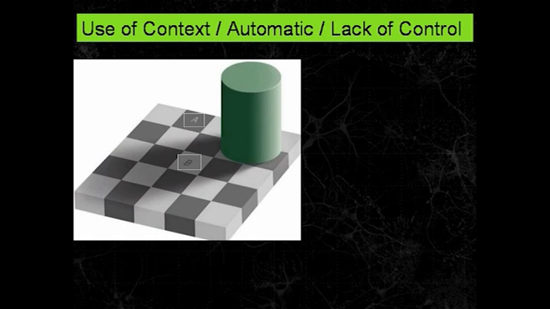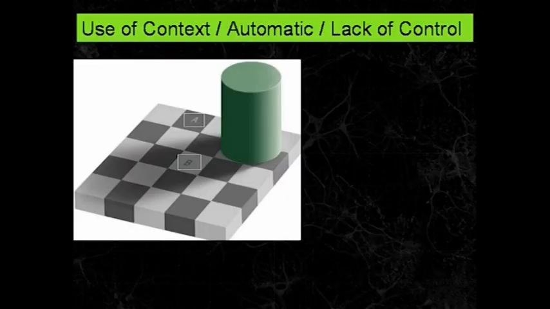So I want you to now try to have your conscious mind override that. I said it's automatic and you can't control it. I want you to look at that and see B as the same color as A. And you'll find that you can't do that. Now, why do you see B as being lighter than A? It's the context. Your unconscious mind is taking the context of this photo and making you see the square B as a white square and A as a black square.